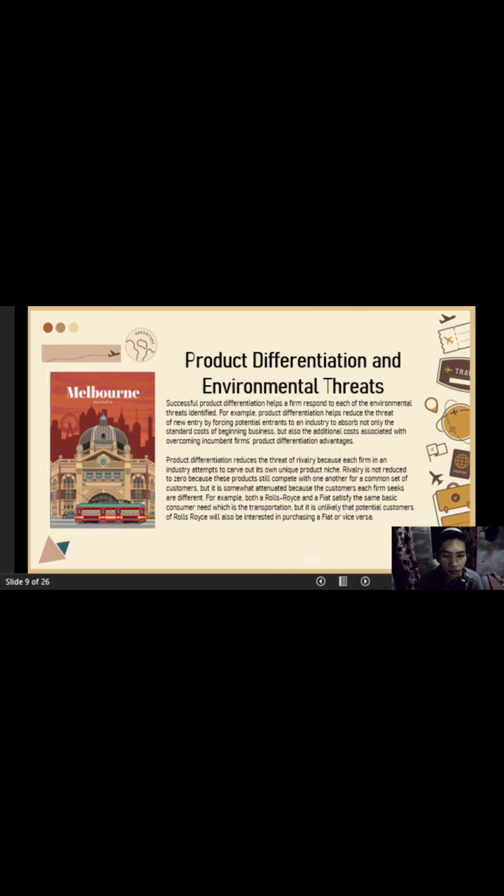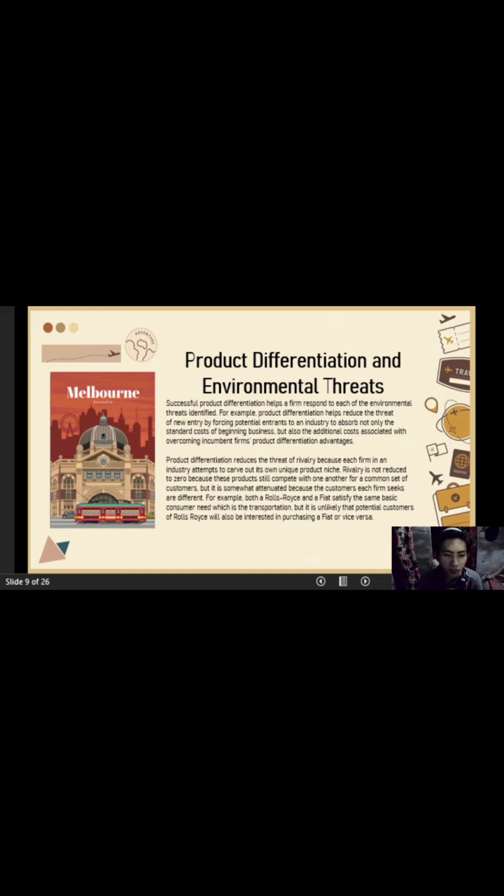So next, product differentiation and environmental threats. Successful product differentiation helps a firm respond to each of the environmental threats identified. For example, product differentiation helps reduce the threat of new entry by forcing potential entrants to an industry to absorb not only the standard cost of beginning business, but also additional costs associated with overcoming incumbent firms' product differentiation advantages.